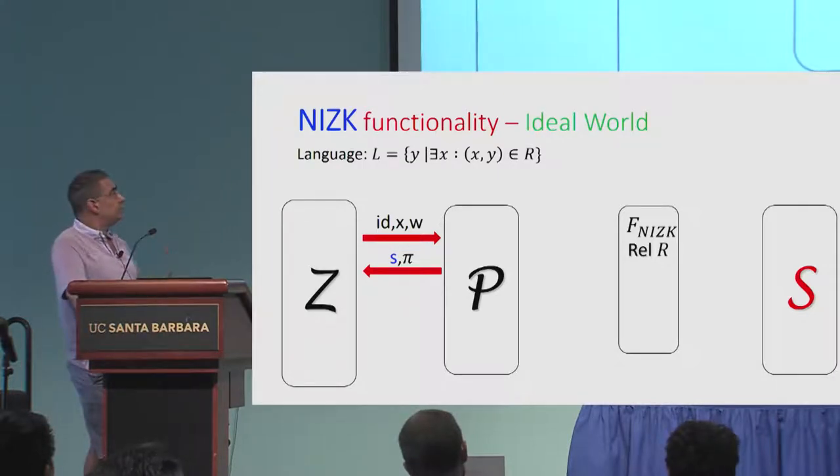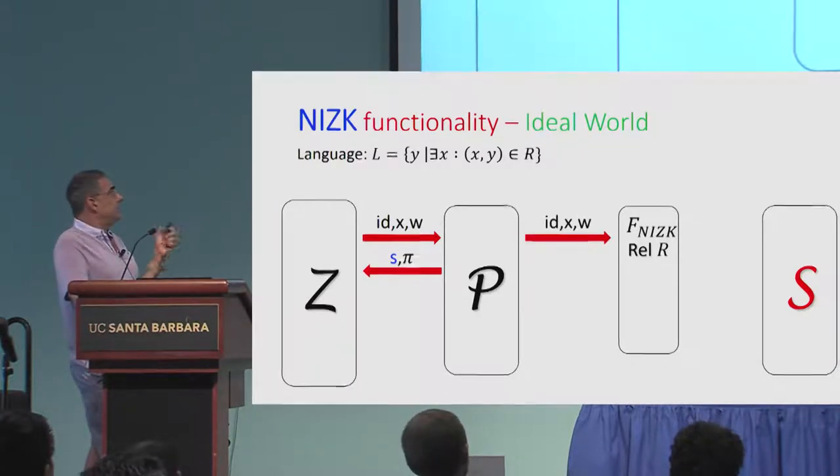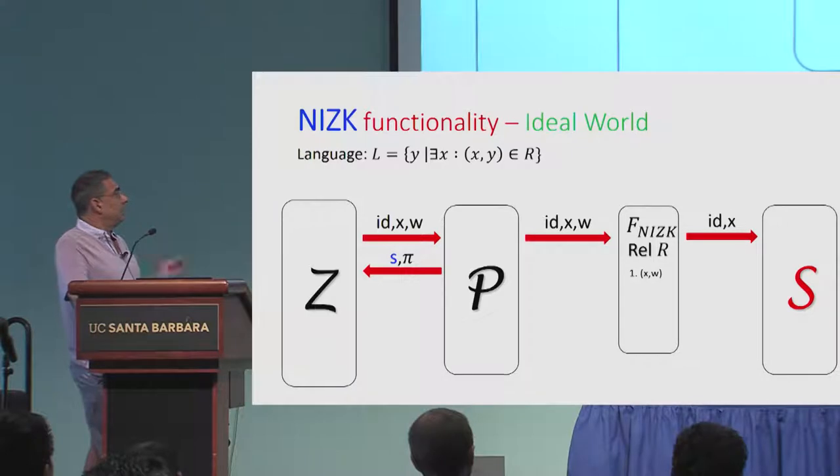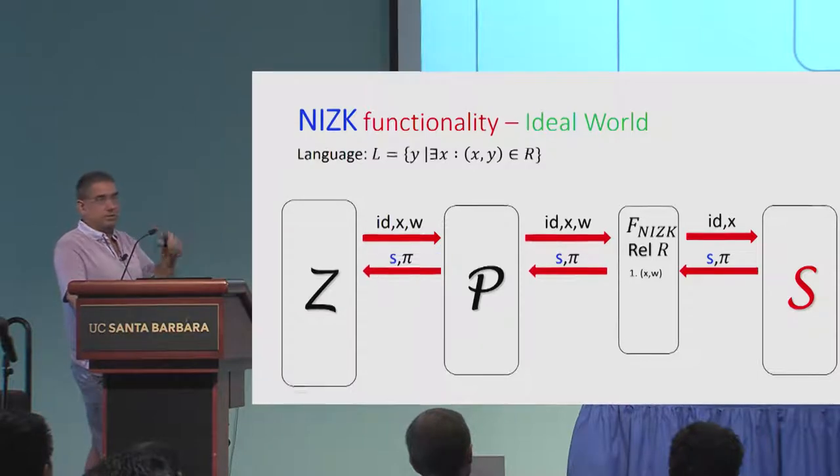But let's talk about the proof. Now the NIZK ideal functionality will have to look like this. It gets, again, the X and W from the prover. It records X and W, and it gives X to the simulator, not W, because it's secret. The simulator gets X, produces some proof and reference string, and sends it back.